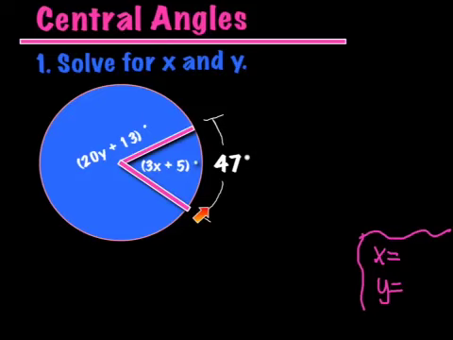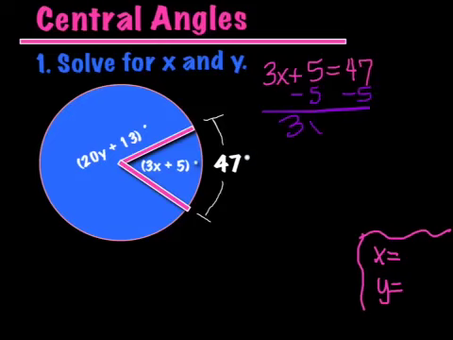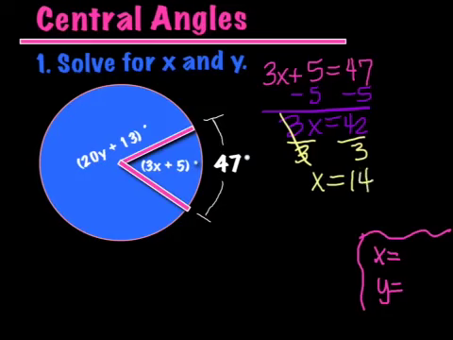So we would set up the equation 3x plus 5 equals 47. Then we just have to solve for x. So let's subtract 5 on both sides. We get 3x equals 42. Divide by 3 on both sides. And we end up with x equals 14. So let's fill that in down here. X is 14.